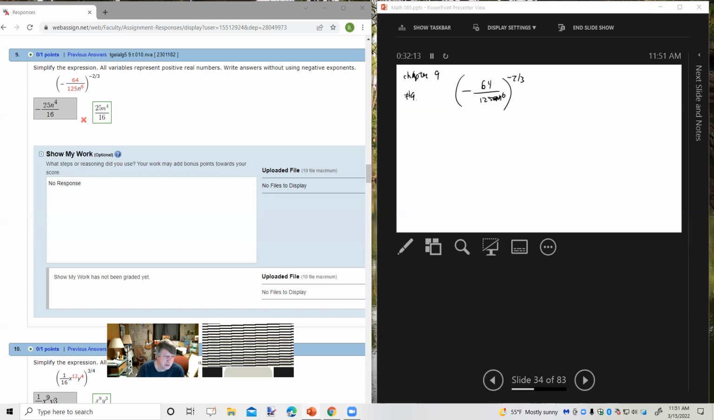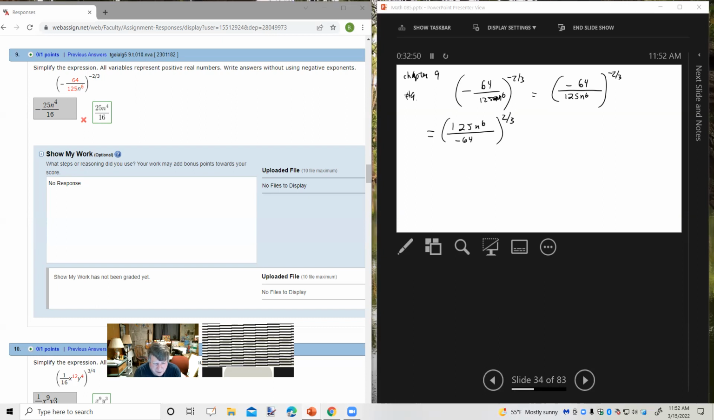The first thing I'm going to do is take that negative sign and attach it to the numerator. So it's going to become this. Are you okay with how I did that? Does that bring up any questions? No, that's good. Okay. Next thing I'm going to do is rewrite it as the reciprocal raised to the positive 2/3 power.